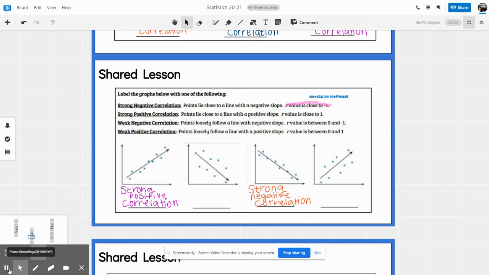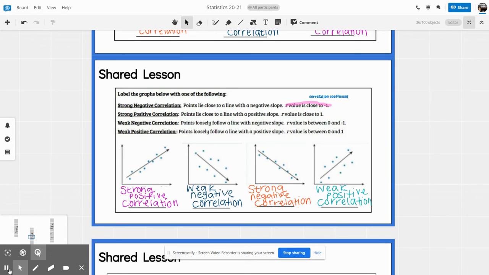The next one we have is a weak negative correlation and a weak positive correlation. If it's weak, the points loosely follow a line with a negative slope. And if it's a weak positive, they loosely follow a line with a positive slope. Their R values are between 0 and -1, so they are not closer to 1 because the correlation is weak. It'd be a smaller decimal, maybe 0.5, 0.4. There's not a very strong correlation, but you do see that they follow some kind of trend. So go ahead and label your weak negative and your weak positive, and then you can check your work with me.